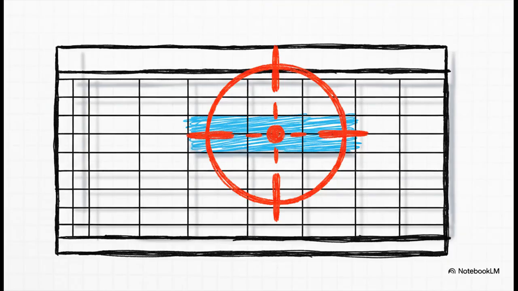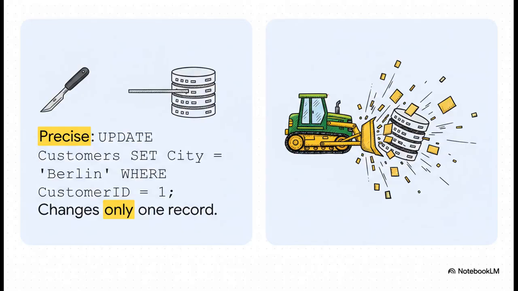So here's the deal. The where clause is basically your targeting system. It's your laser sight. Without it, you're just firing blindly into your data. But with it, you can pinpoint the exact records, even down to a single specific row that you actually need to modify. And this slide, wow, it just nails the difference perfectly.